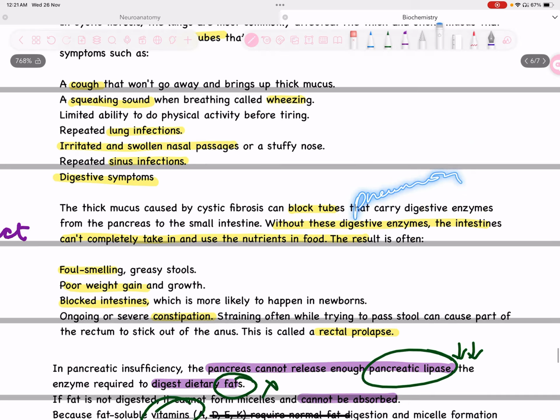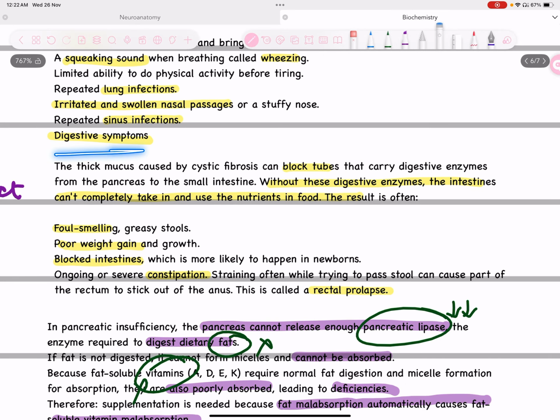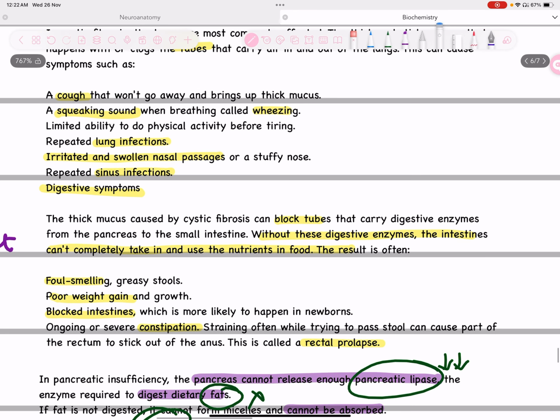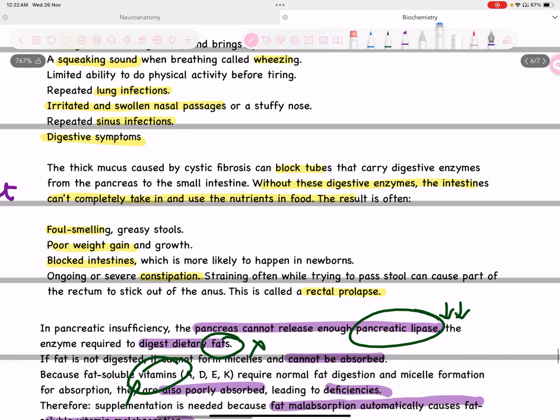And because pancreatic insufficiency is there, because the pancreatic duct is blocked, there'll be digestive symptoms. So the digestive enzymes will be blocked. Without these digestive enzymes, they cannot be released into the intestines from the pancreas. The intestines can't completely take in and use the nutrients in the food, and the fat will not be absorbed. Fat is not absorbed, ultimately vitamins won't also be absorbed.